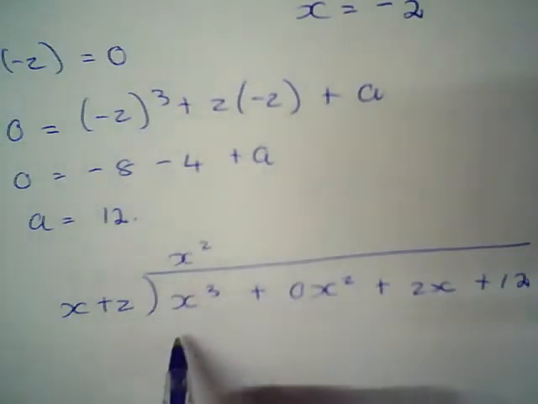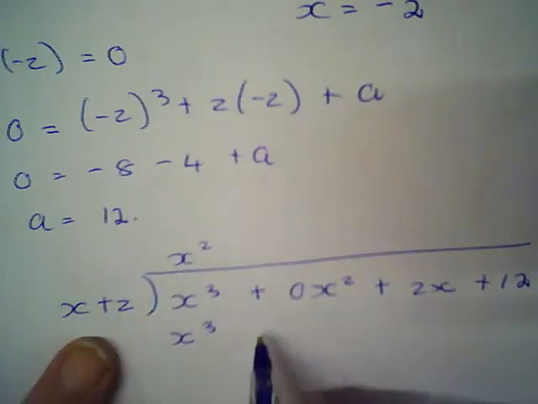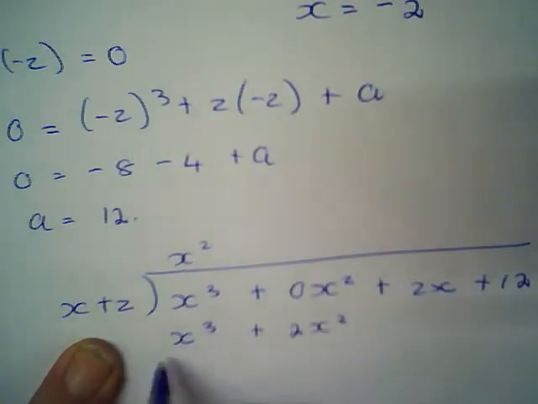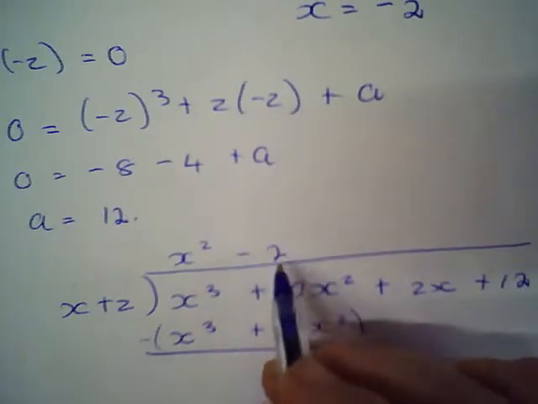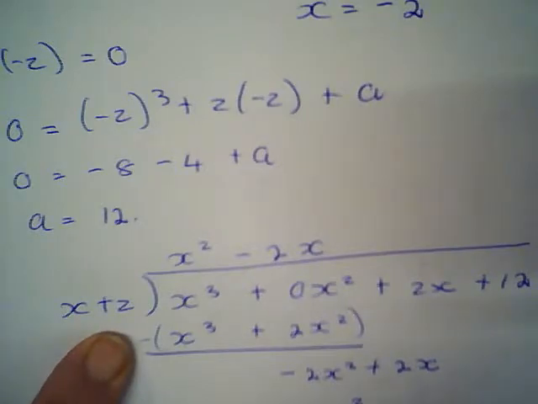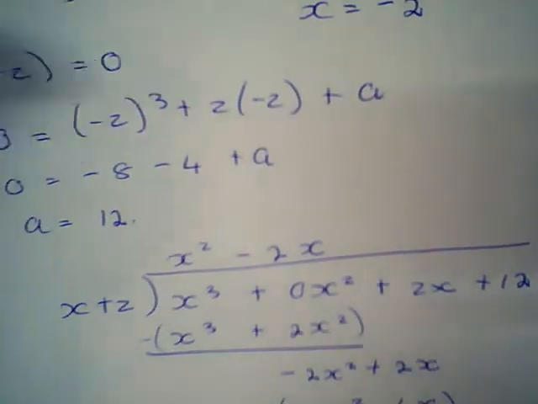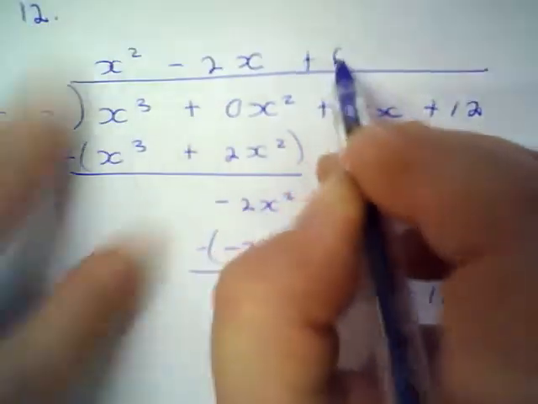So x squared, so x cubed, I just multiply, plus 2x squared, subtract. That would give me negative 2x squared plus 2x. Negative 2x times x would give negative 2x squared, negative 4x. Subtract, that would give me 0. That would give me 6x. Bring down the 12. Let me just move it up. Sorry. That gives me positive 6.